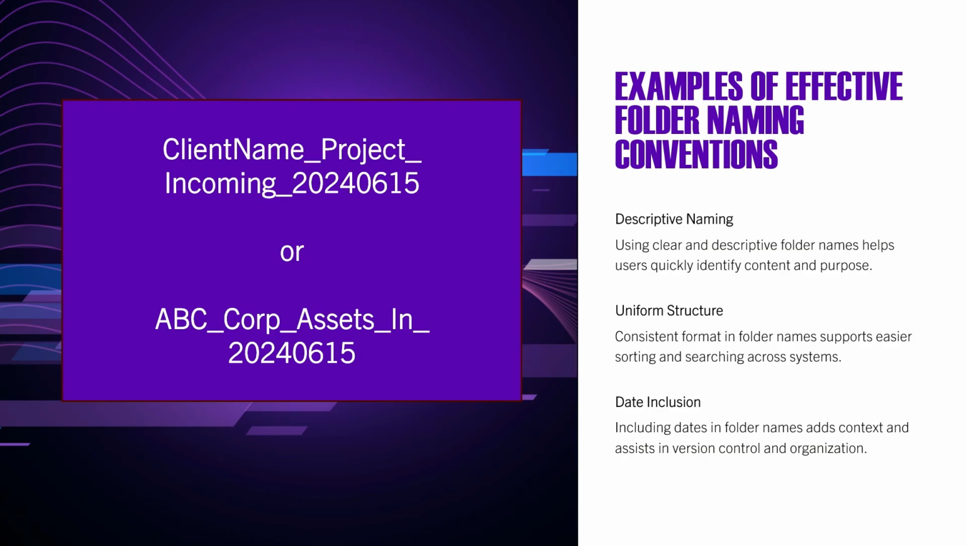Examples include client name underscore project underscore incoming underscore and then the date, or ABC underscore corp underscore assets underscore in underscore and date, demonstrating descriptive and uniform naming that enhances clarity.